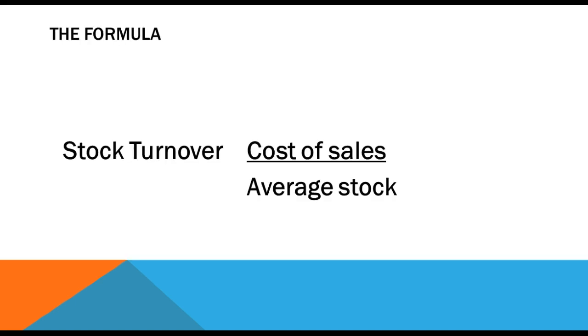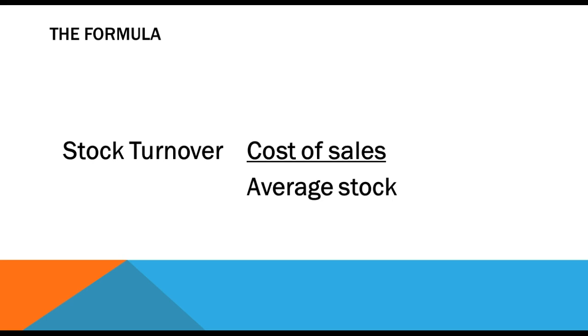So the stock turnover figure is calculated using the following formula. You take the cost of sales or cost of goods sold and then divide it by the average stock. What you might find if you're looking around the internet is that some formulas call for the closing stock or closing inventory or ending inventory, depending on the terminology you're using, rather than the average stock. In this example we're going to be using the average stock calculation.